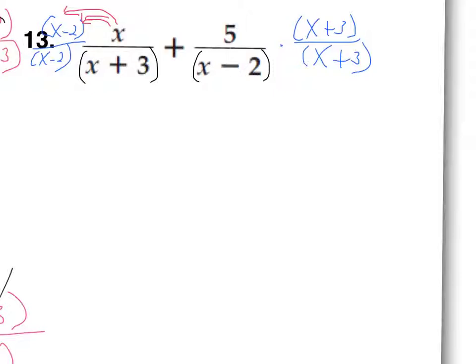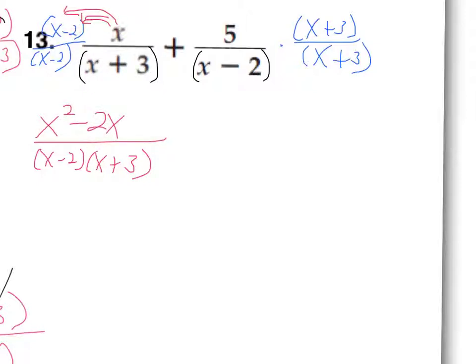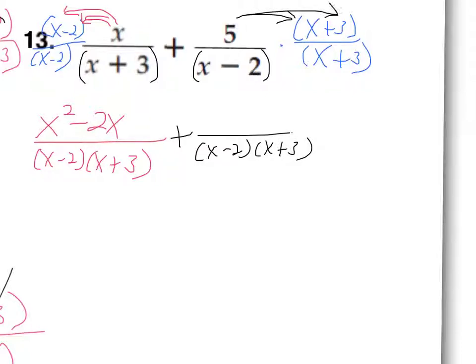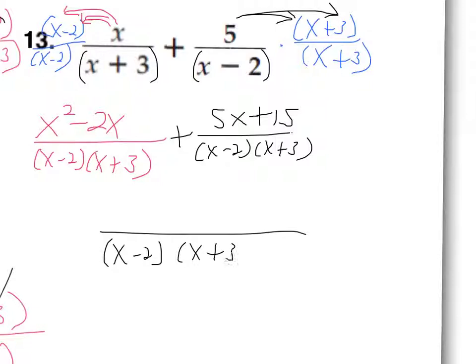So the denominator is going to be our two factors, x minus 2 and x plus 3. The numerator will be x squared minus 2x, because we had to distribute that x. The next fraction is going to have the same denominator, x minus 2, x plus 3. And then we'll have to distribute that one also, so we'll have 5x plus 15. And now let's actually put these together in one fraction with the same denominator, x minus 2, x plus 3.